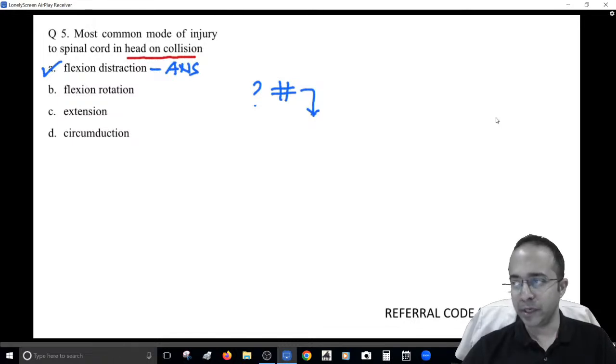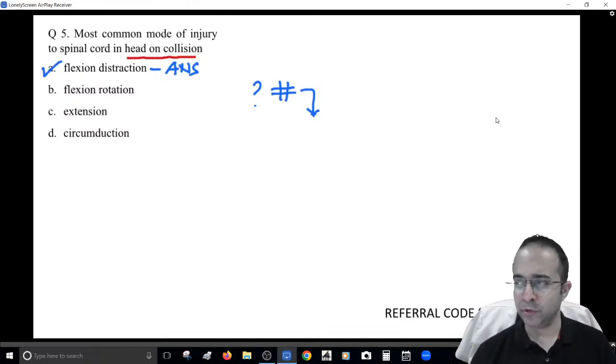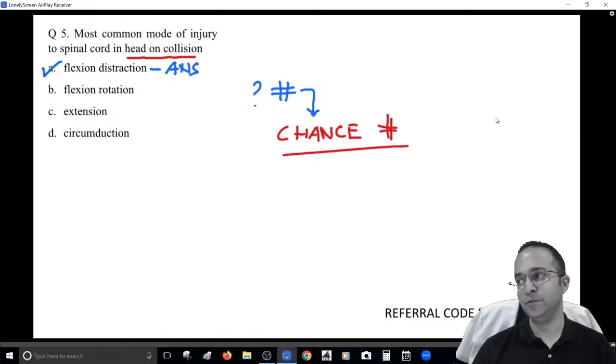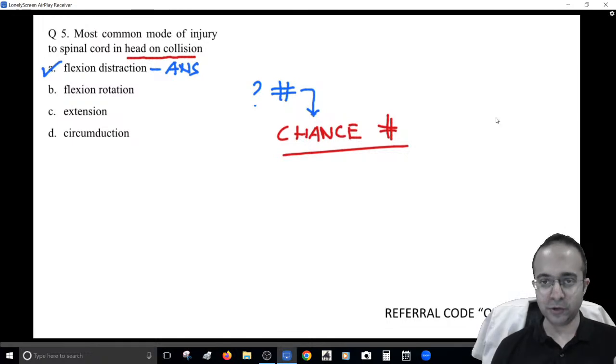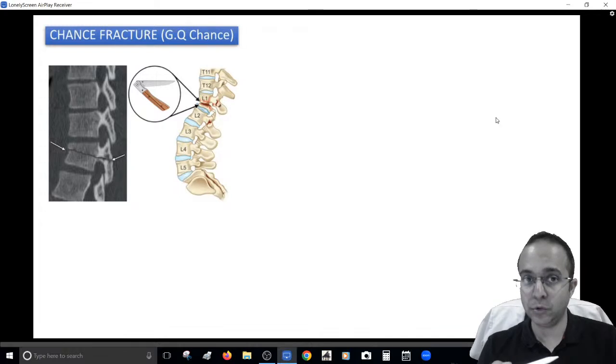Yes, anyone who can provide me with the name of that fracture? No problem, I'll help you out with that. Not vertebral tear. We call it a chance fracture. No whiplash. Please, Adnan, Navneet. No whiplash, chance fracture. So please, I'll take this call to explain both these things to you in a better way. See, chance fracture is not that by chance. Please, it's GQ Chance, named after the person who described this fracture.